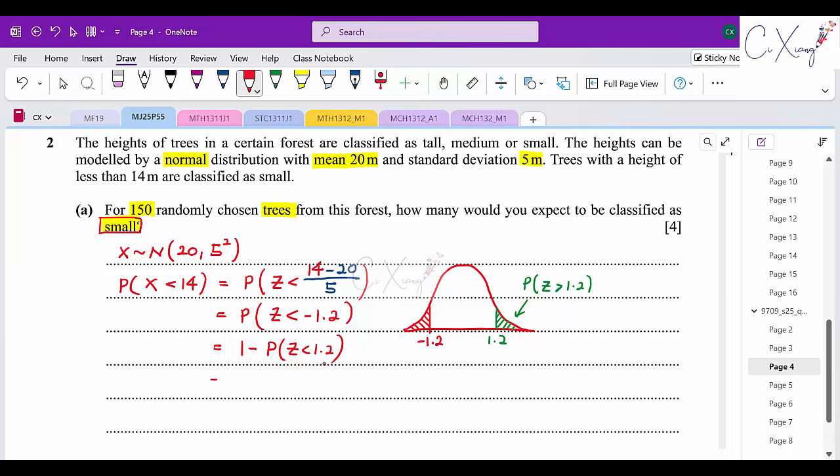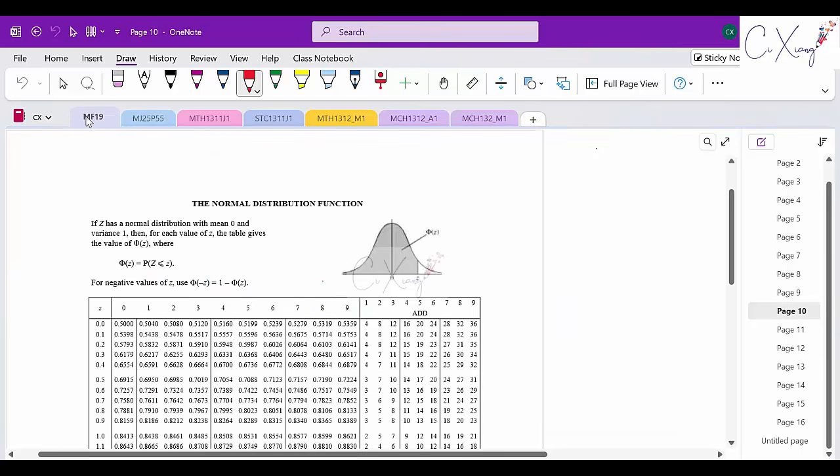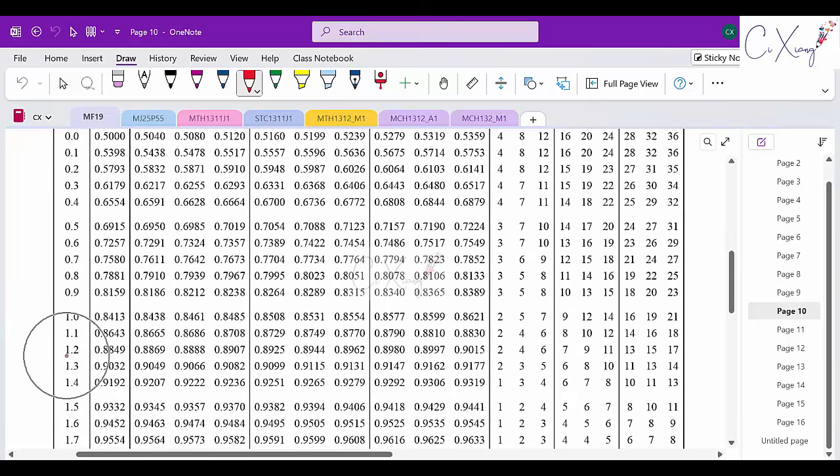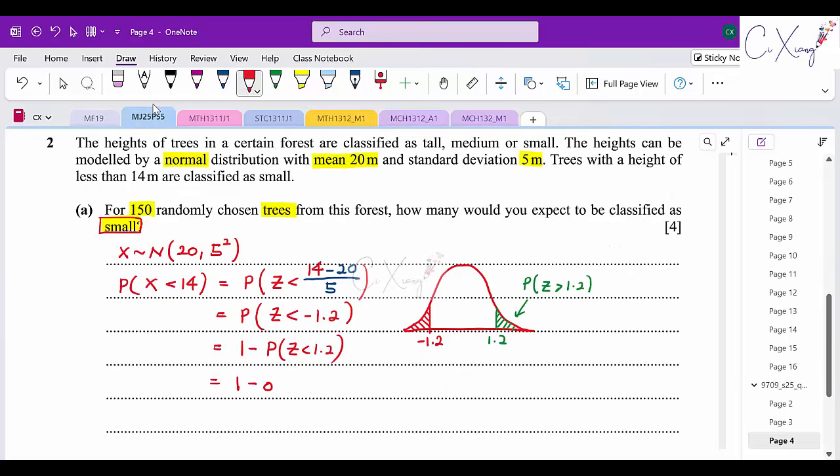Okay, then let's continue further. Z smaller than 1.2. So let's go to the table looking for the value of 1.2 and what is the probability? The probability is 0.8849. Okay, and we put it here, 0.8849, and we take 1 minus because we're interested to find out Z greater than 1.2, or Z smaller than negative 1.2, because these two areas are the same. The graph is symmetrical, right? Okay. Then when you try to minus it, you'll get 0.1151. This is the probability of getting a small tree.